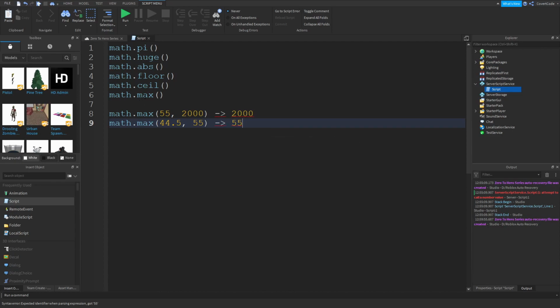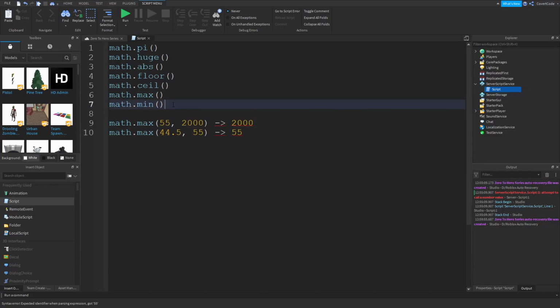And quite similarly is math.min. Instead, this would actually give you the lowest number. So if I were to use min like this instead, this would give me 55 and this would give me 44.5. So these are just inverse of each other, okay?